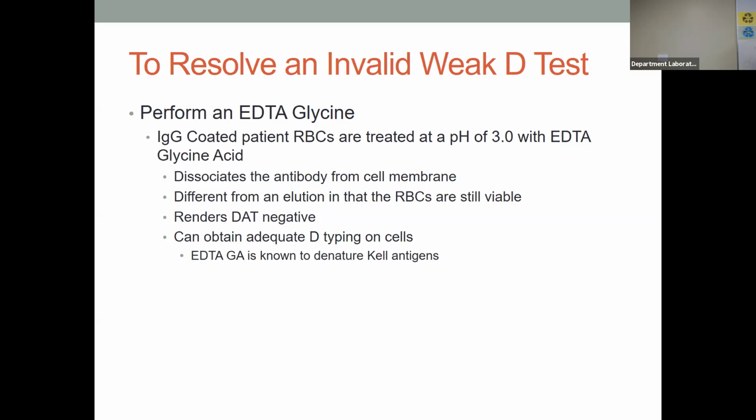Okay, does that make sense? So you'll take patient cells, you'll do your EDTA glycine treatment, you can use those red cells, you'll repeat your RH testing. Well, number one, you'll want to do a DAT to make sure that DAT is negative. That negative DAT means that their antibody is no longer coating the cells. All right. Then you could repeat your weak D testing and get a true D type on your patient. Right, does that make sense to everybody?